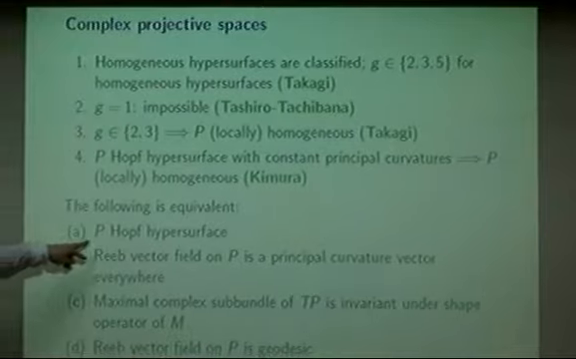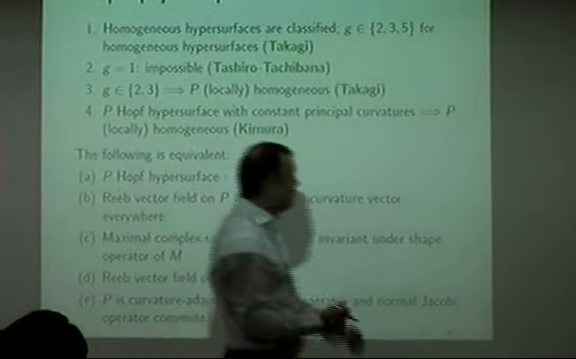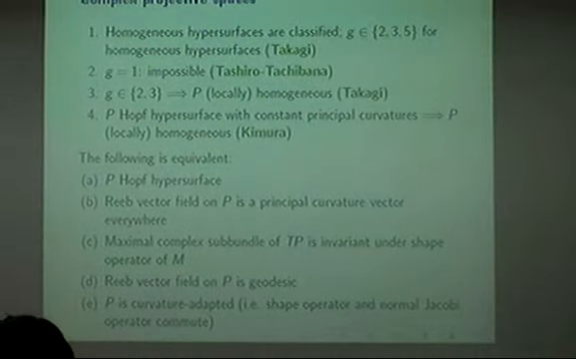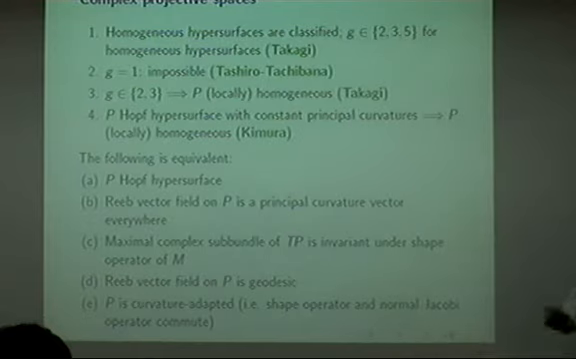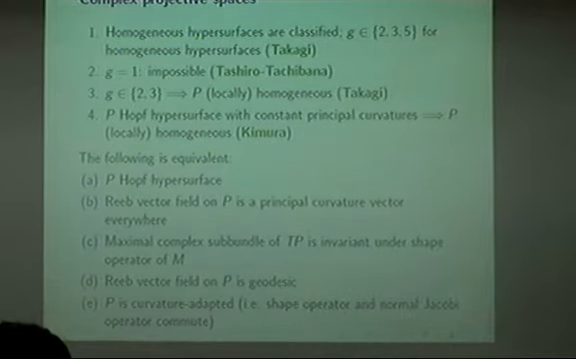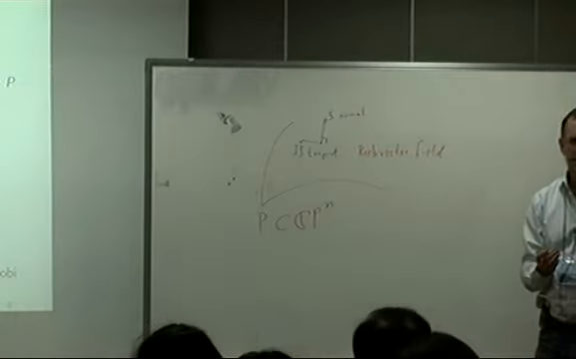So I wrote this all down here in a number of conditions. The following are equivalent. We have a Hopf hypersurface if this vector field on P, so when we do this at every point, what we get is known as the Reeb vector field, is a principal curvature vector everywhere. So that's quite a restrictive condition. Or the Reeb vector field on P is geodesic. That's what I just mentioned, that the integral curves of this vector field are geodesics on the hypersurface.